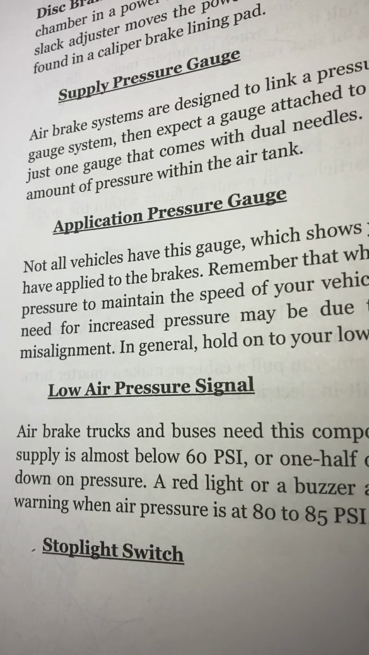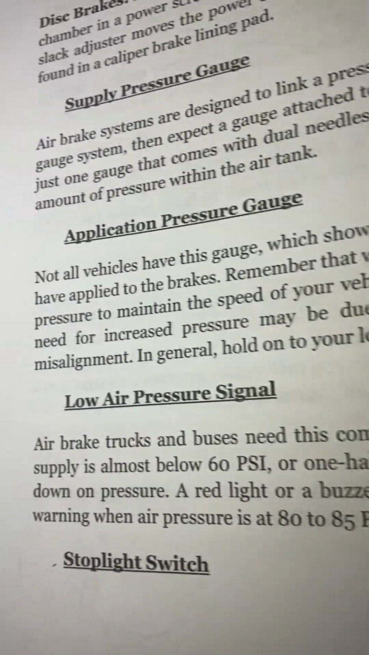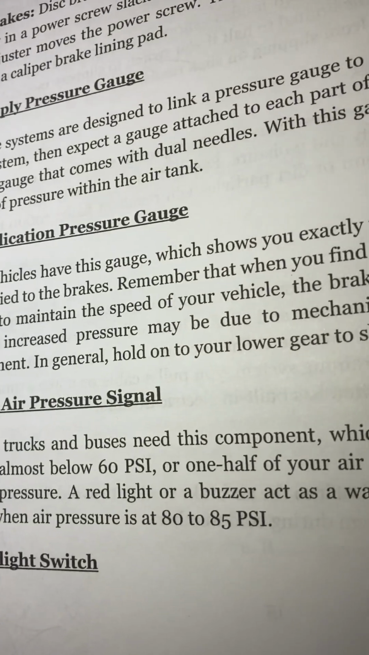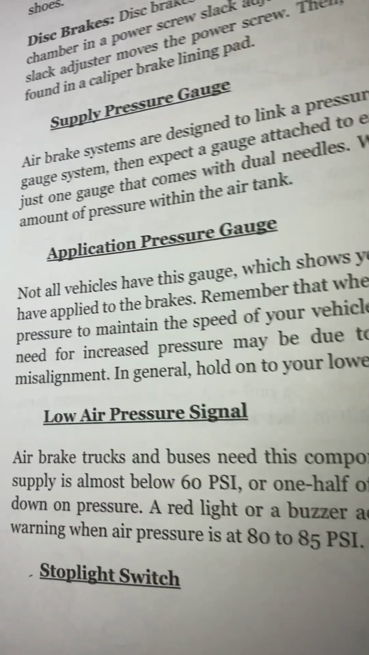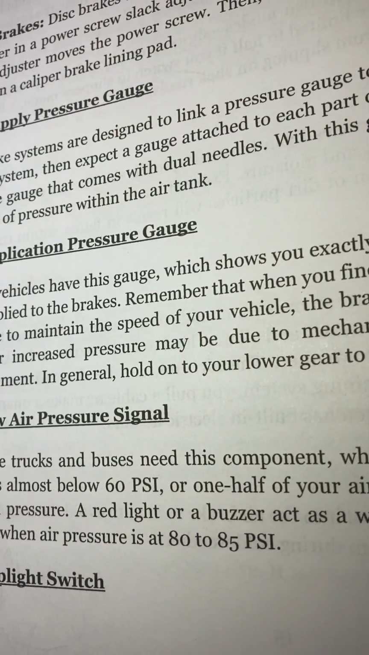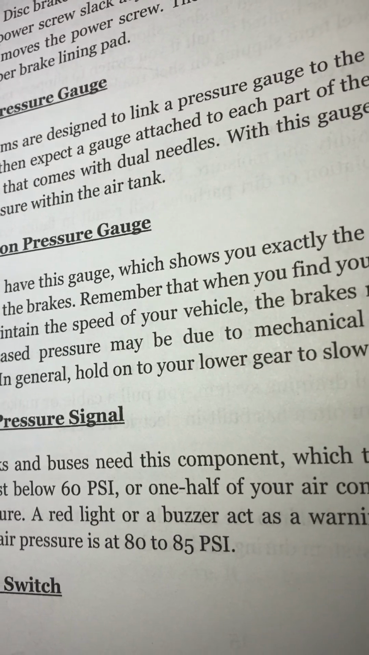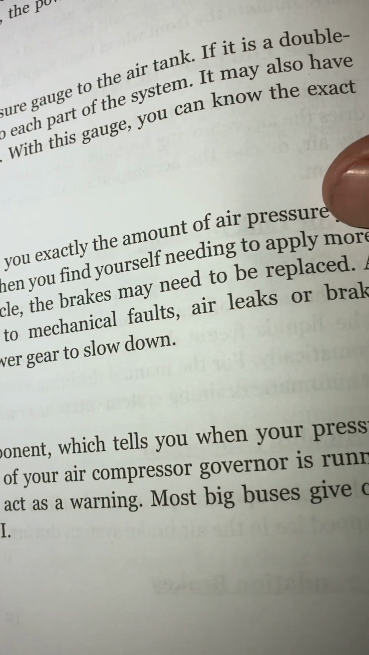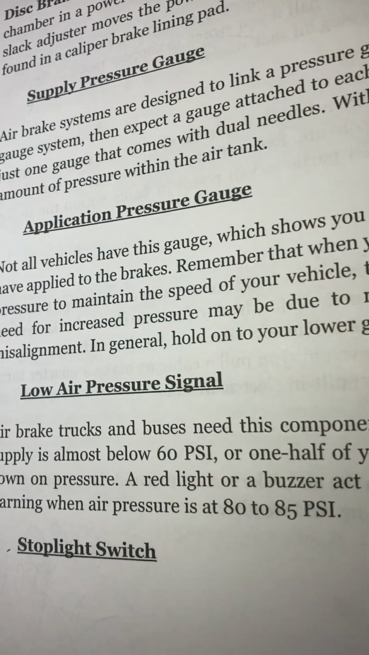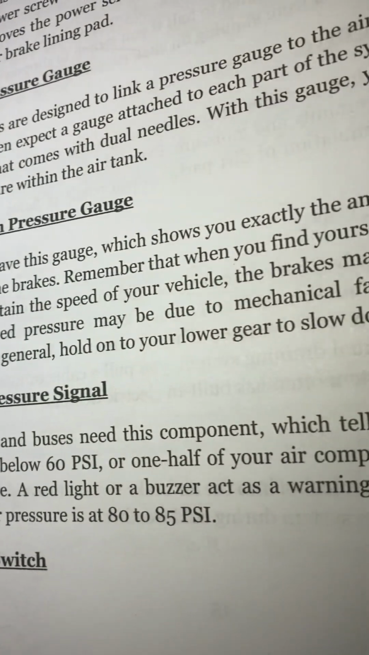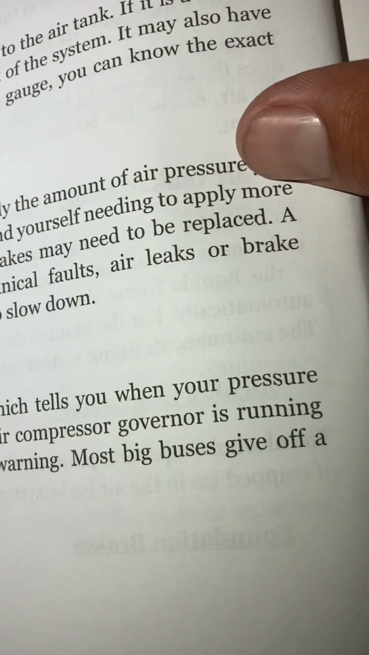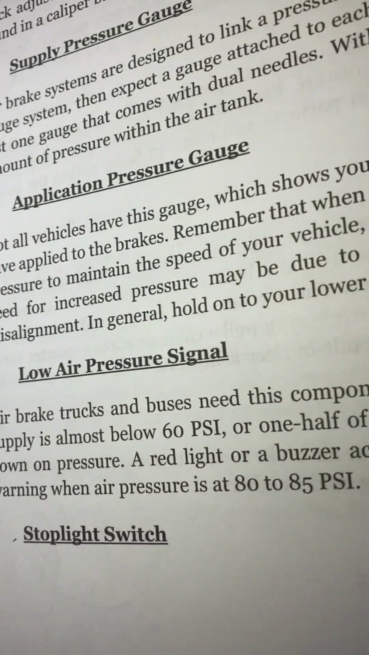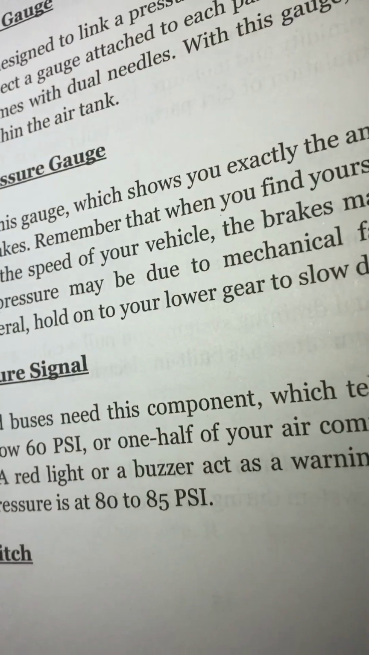Low air pressure signal. Air brakes, trucks, and buses need this component, which tells you when your pressure supply is almost below 60 psi, or 1/2 of your air compressor governor is running down on pressure. A red light or a buzzer act as a warning. Most big buses give off a warning when air pressure is at 80 to 85 psi.